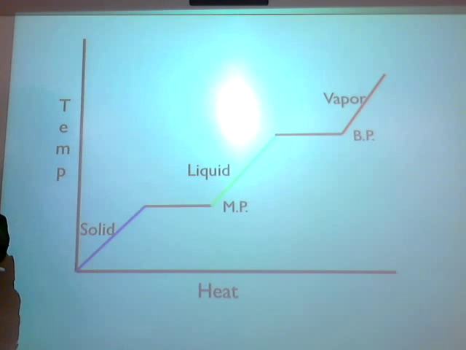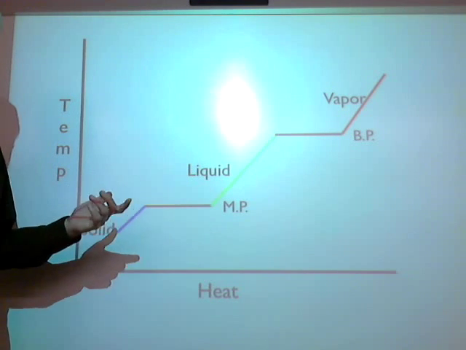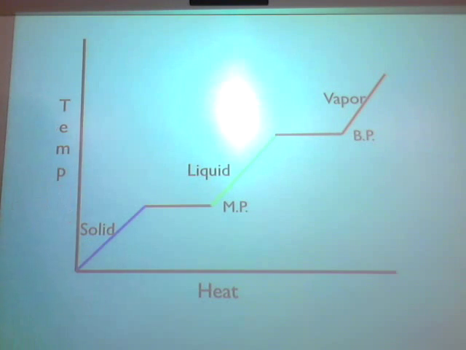Did we get an equation yesterday we could use for that? Yeah. What was that equation? Yeah, mc delta T. Okay, so that's what we got to use for those. So that's what I'm going to show you how to do now for temperature change.